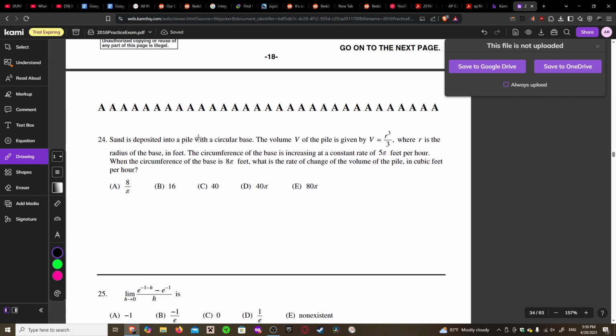Sand is deposited into a pile with a circular base. The volume V of the pile is given by V equals r cubed over 3, where r is the radius of the base in feet. The circumference of the base is increasing at a constant rate of 5 pi feet per hour. When the circumference of the base is 8 pi feet, what is the rate of change of the volume of the pile in cubic feet per hour?